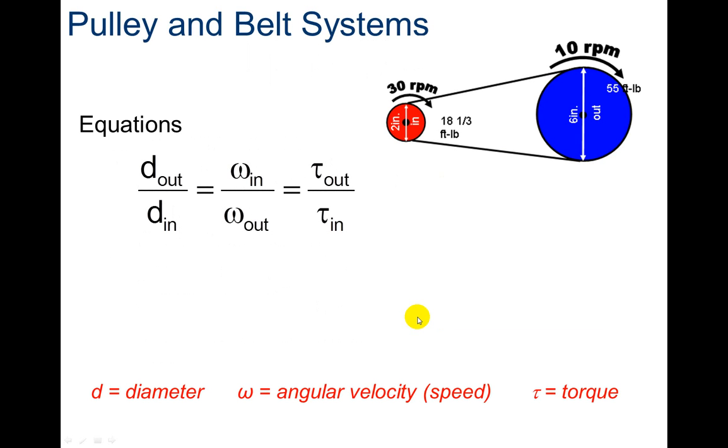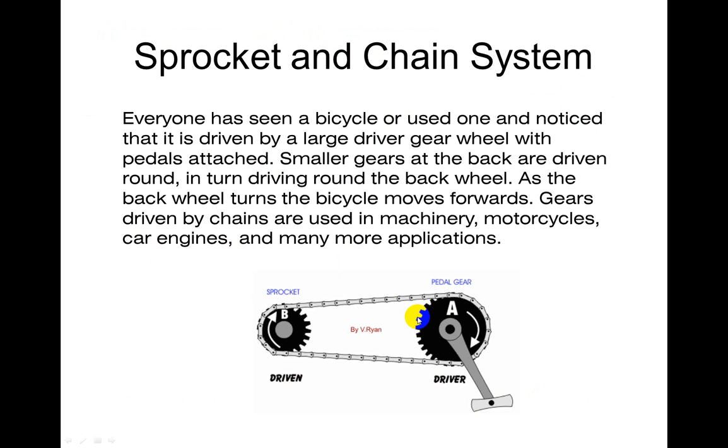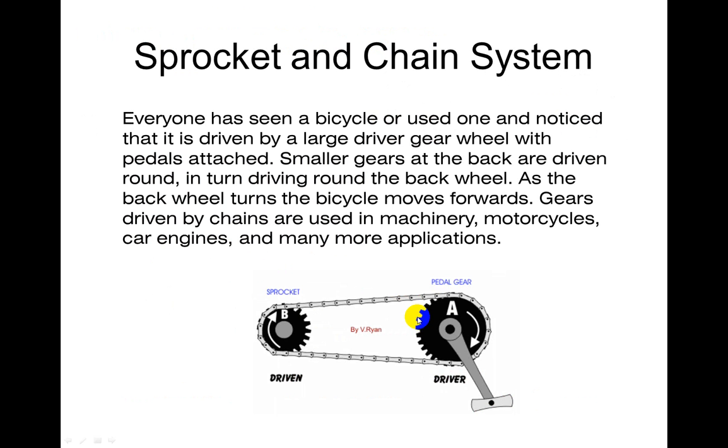We're looking at the same equations. Diameter out over diameter in equals angular velocity in over angular velocity out, which equals torque out over torque in. Of course, we don't have teeth on this one, so we're not going to see number of teeth. But it works the exact same way. Okay, all of these equal the gear ratio, or pulley and belt system ratio, which would be 3.